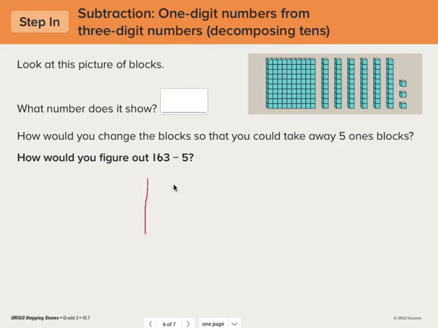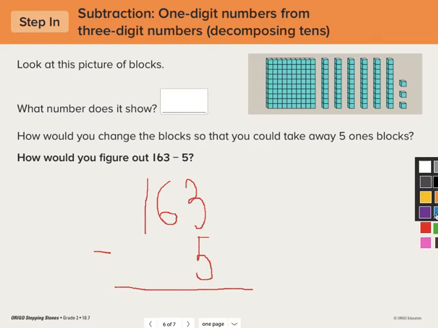I'll help you set it up. So we have our 100, 6 tens, 3 ones. Don't forget your minus sign, and then our 5 has to go all the way over here under our 3. We have to line up our ones, bigger numbers on the top, smaller numbers on the bottom. So now go ahead and do your subtraction. Don't forget the rhyme. More on the floor, go next door for 10 more. Okay, are you ready? Let's try it.